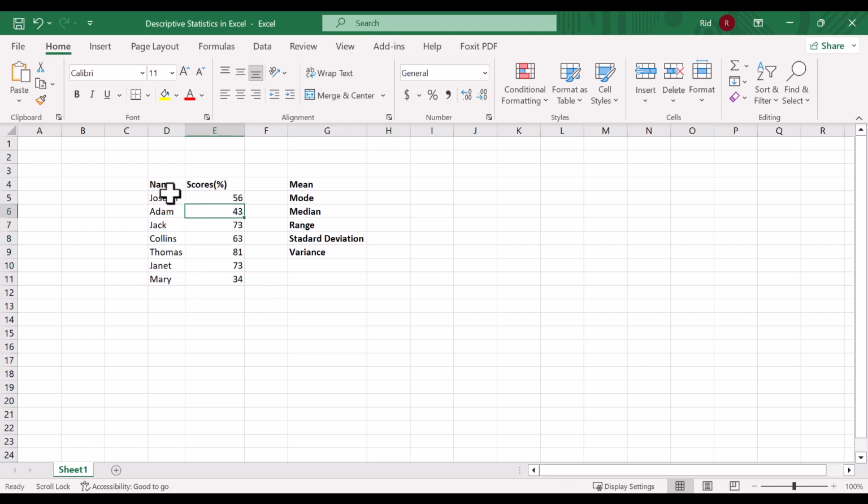So now we are looking at a table of students and their scores in a particular exam. You can see we have 7 students: Joseph, Adam, Jack, Collins, Thomas, Janet and Mary, with their respective scores in percentage.